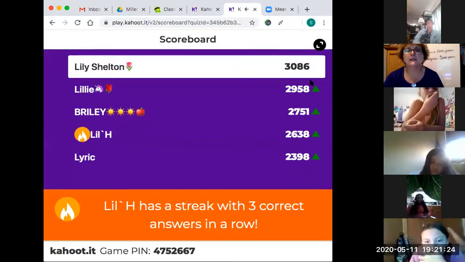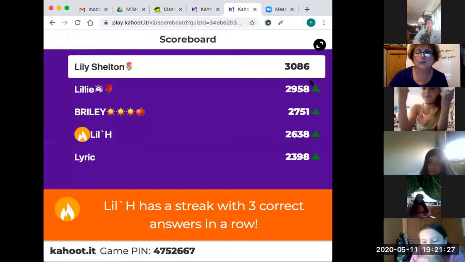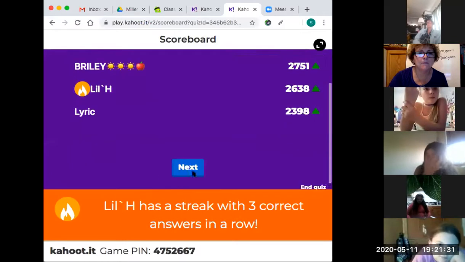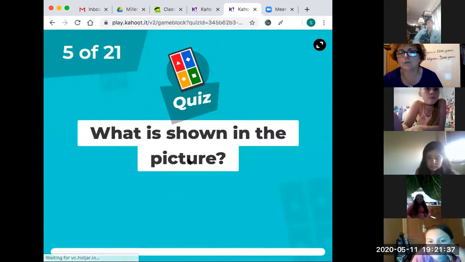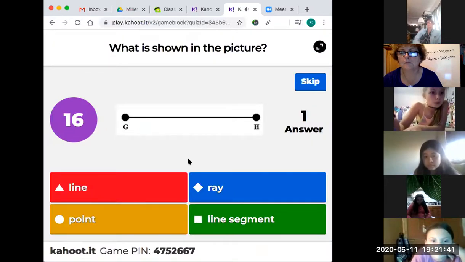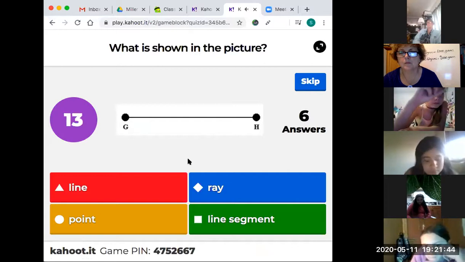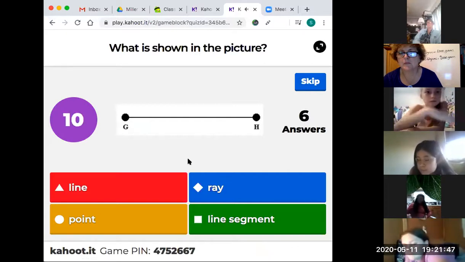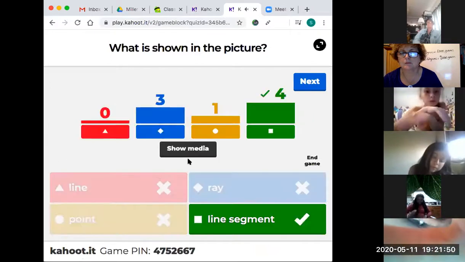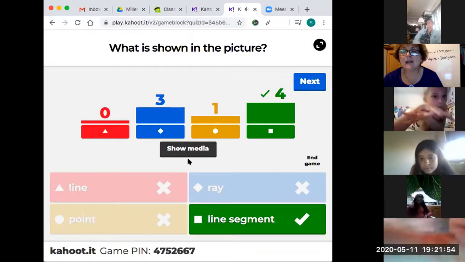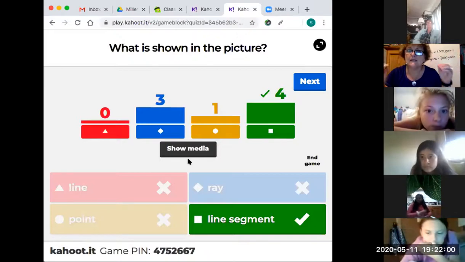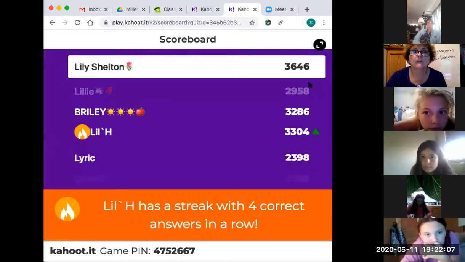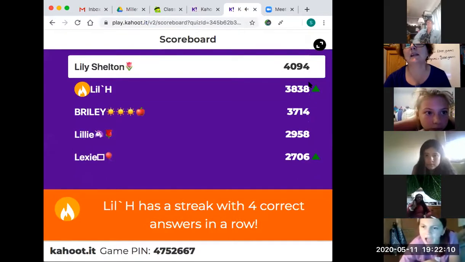Okay, Lily Shelton is still on top, and Lily Shue has taken over 2nd place. All right, number 5. What is shown in the picture? Take a look at the picture. It was a line segment. It had a point on one end and a point on the other, so it was a piece of a line. It was a segment of a line. Okay, it had a beginning and it had an end.